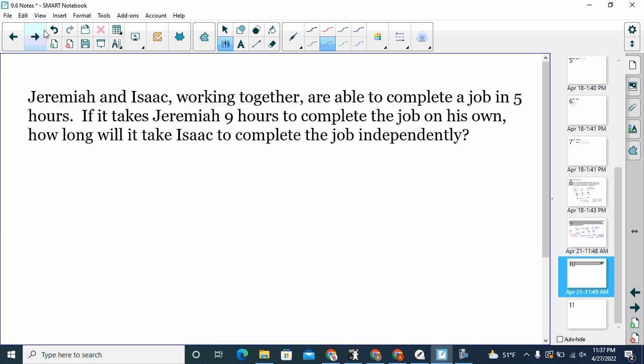Last one says Jeremiah and Isaac, if they work together, they are able to complete a job in 5 hours. If it takes Jeremiah 9 hours to complete the job on his own, how long will it take Isaac if he works on his own? So Jeremiah completes 1/9 of the job each hour. Isaac, if I call his time x, completes 1 over x parts of the job each hour. And together, they complete 1/5 of the job each hour.